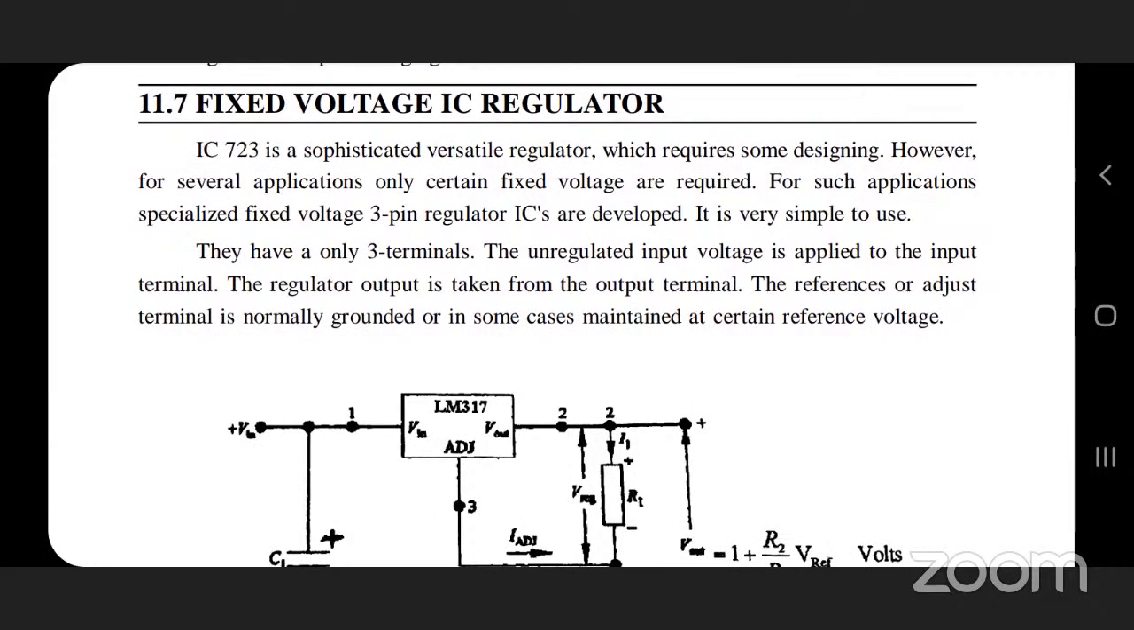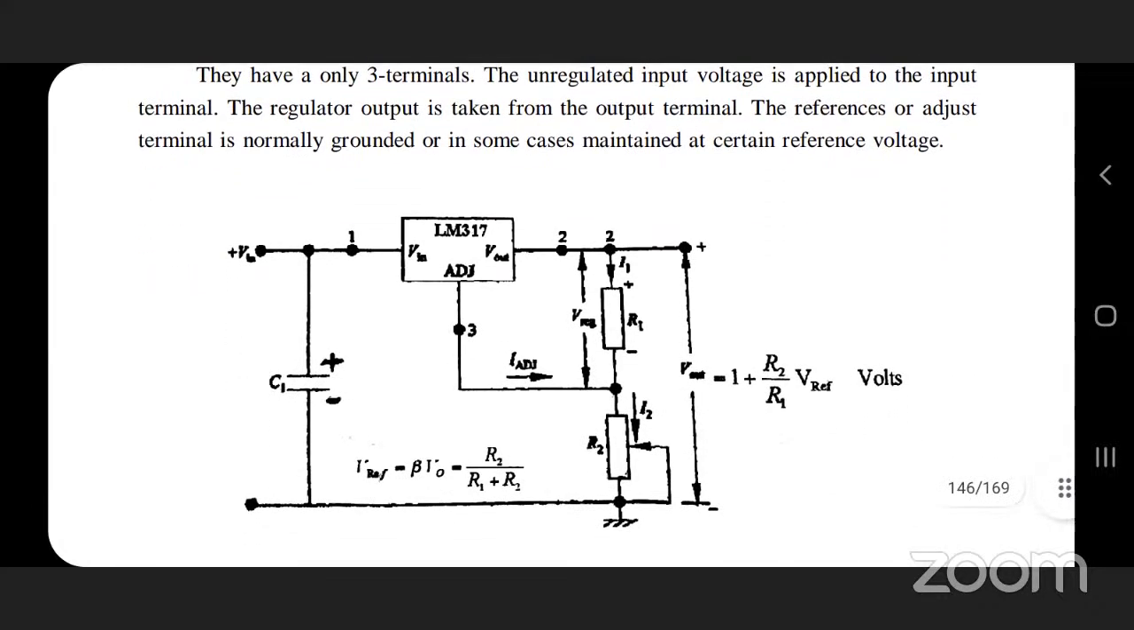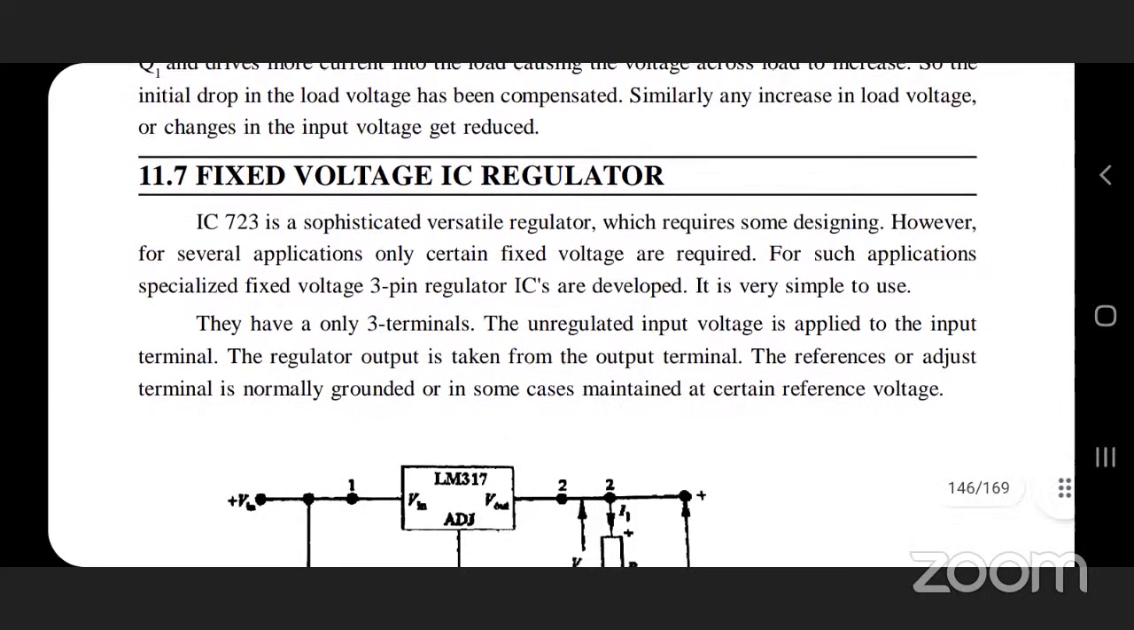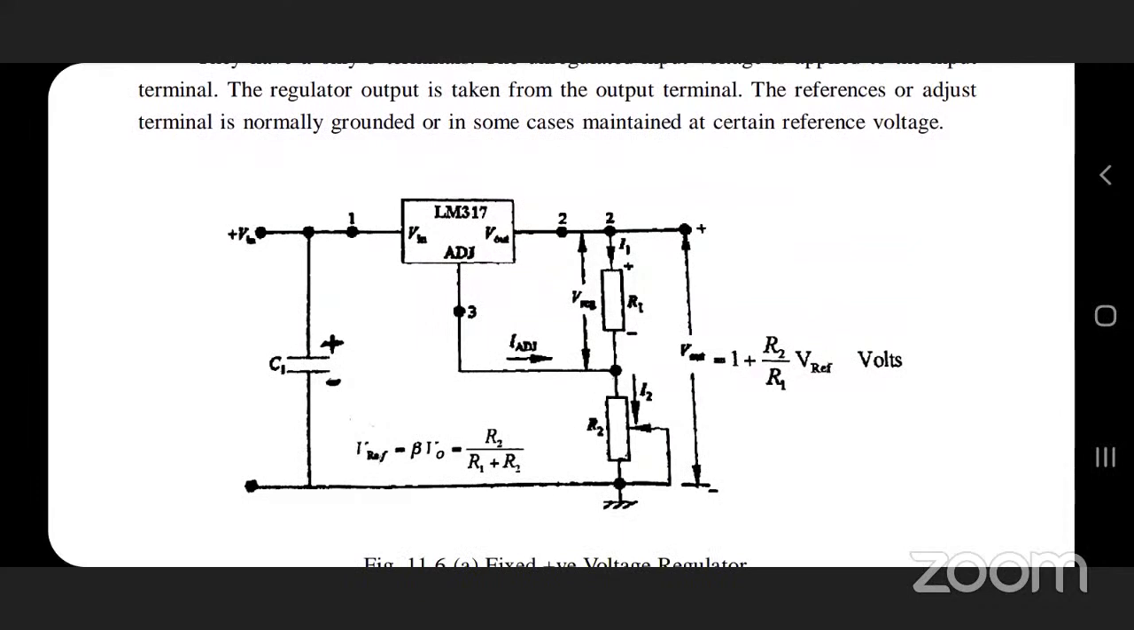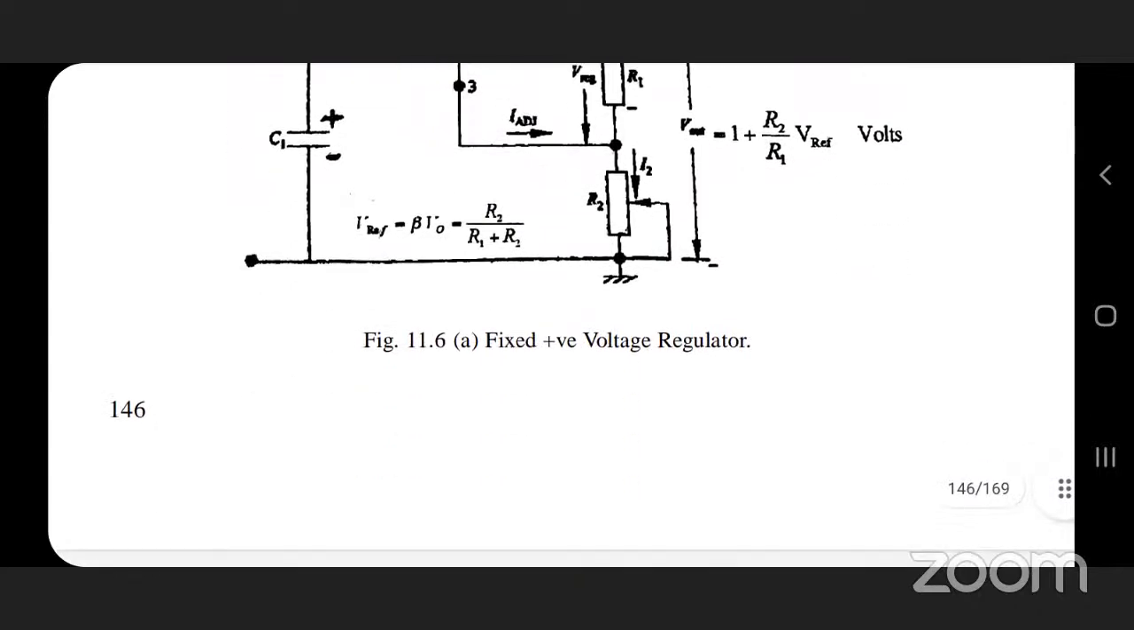Next, the fixed voltage IC regulator. In this fixed voltage integrated circuit, here also you have the input and output, LM317, 7813, and two resistors, and how the output voltage is regulated. That means a fixed positive voltage regulator.